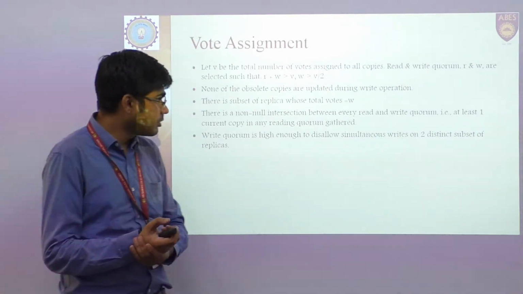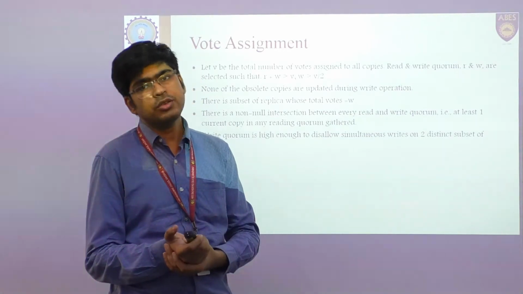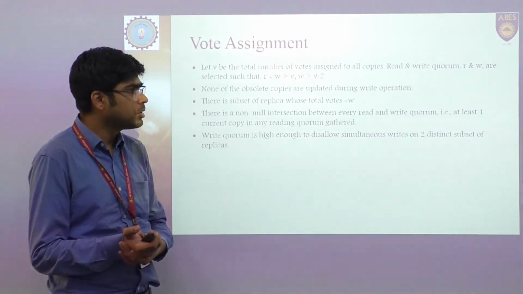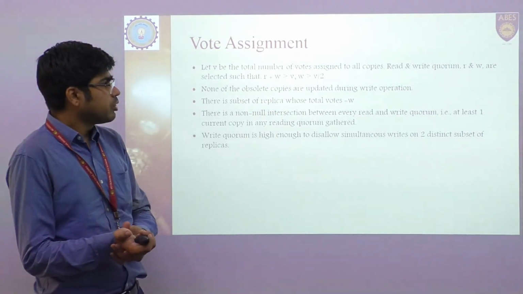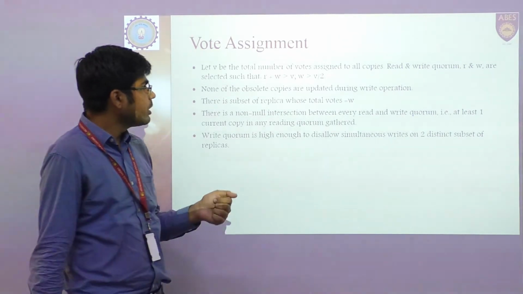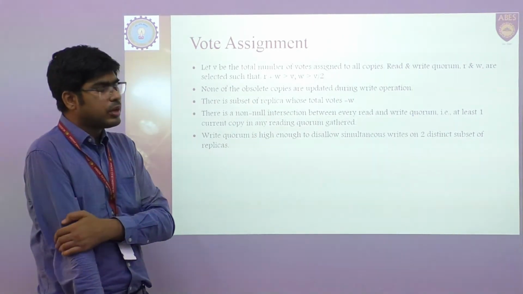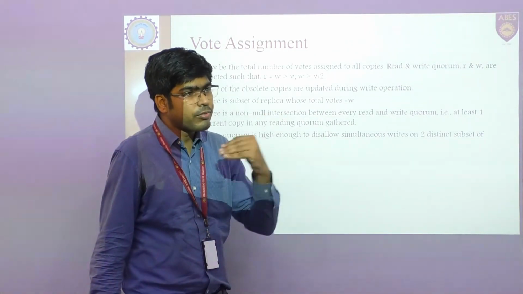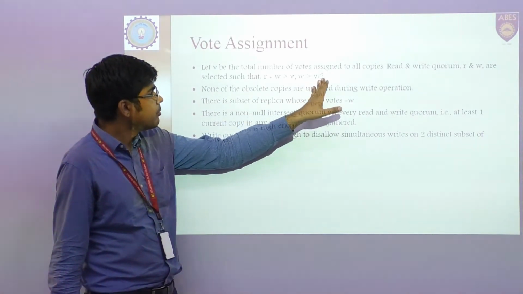Now what is the rule for the vote assignment? There are certain rules for how these votes are assigned. Basically we have two operations, read and write, so they are R and W. There should be a rule that R plus W should be greater than a certain value V, and the number of writes should be greater than half of the total votes. V is what we call the majority.